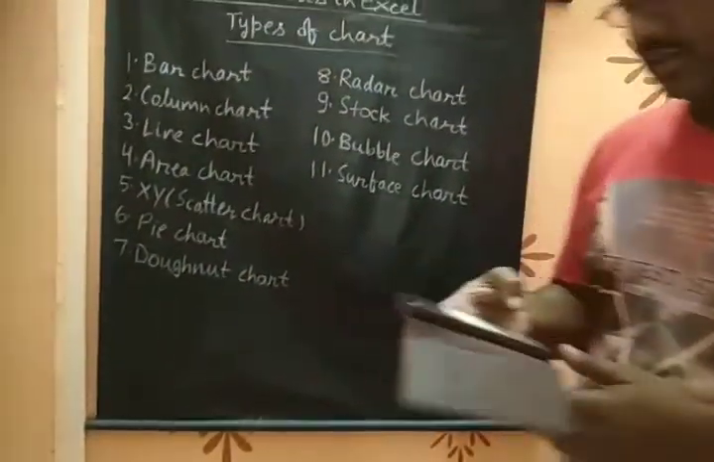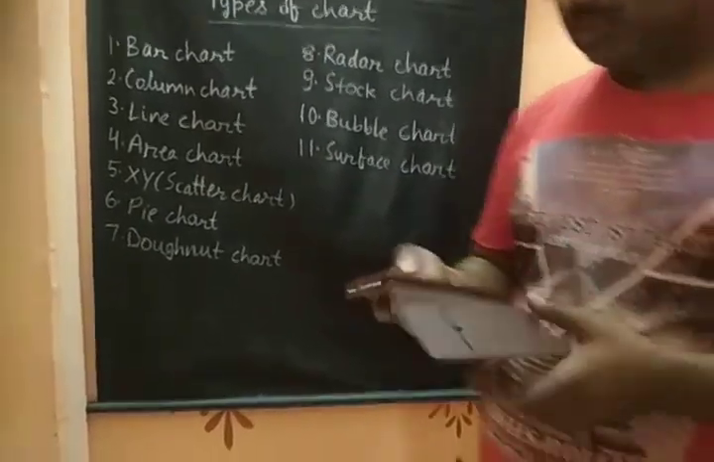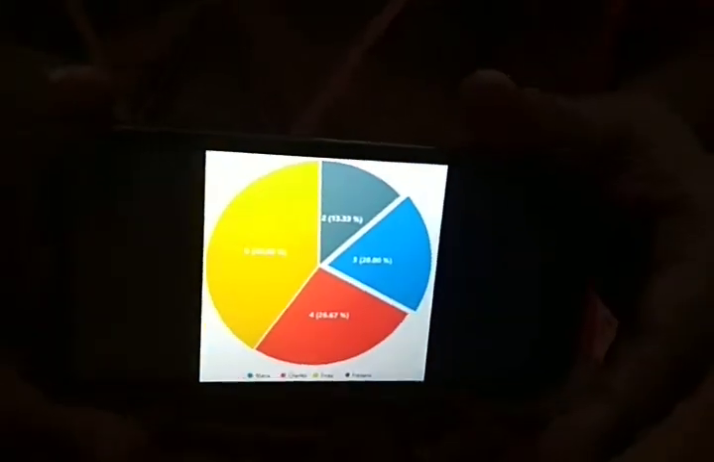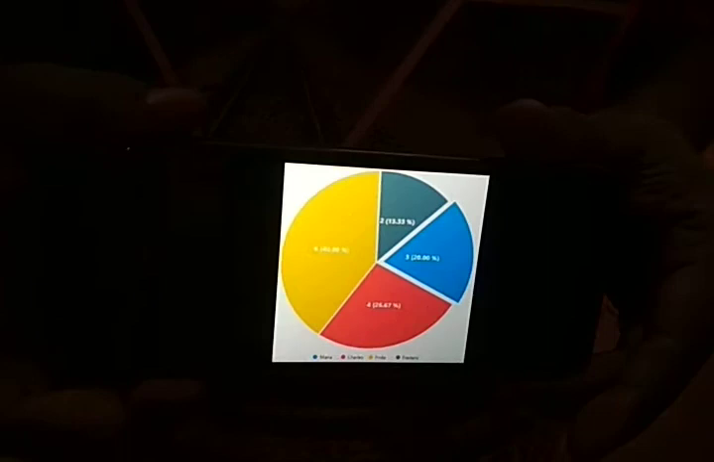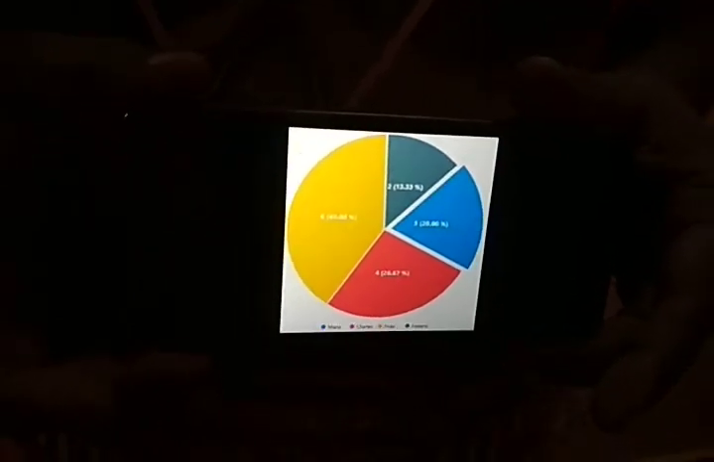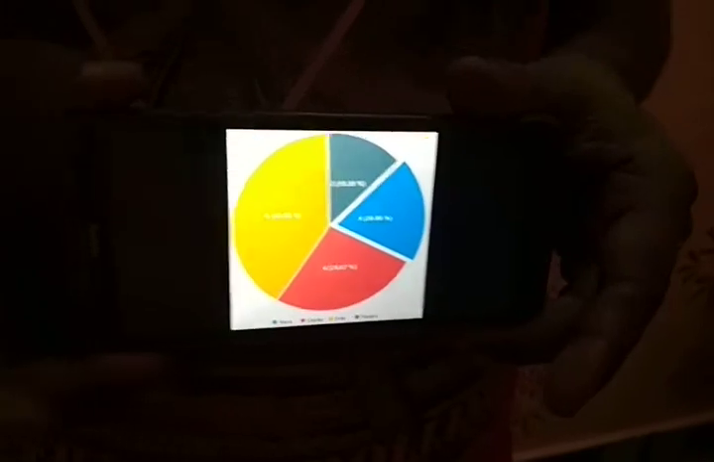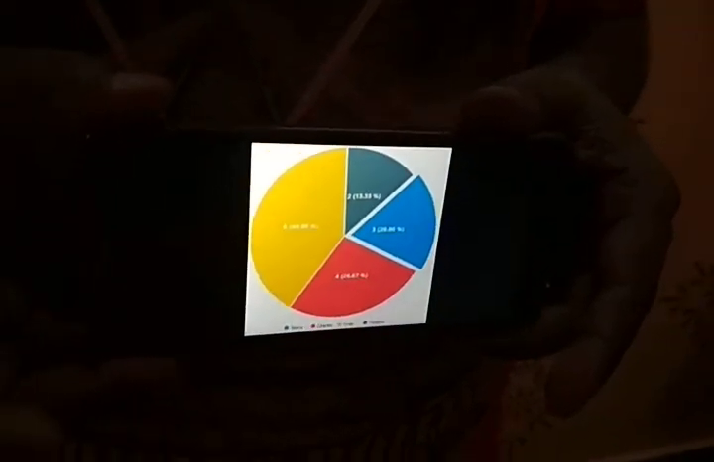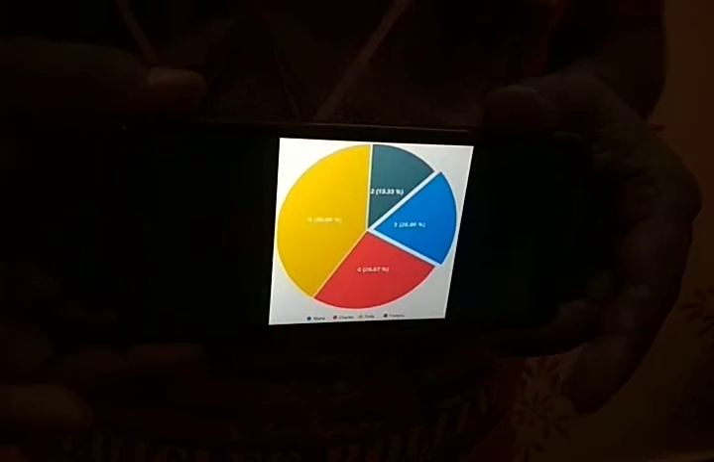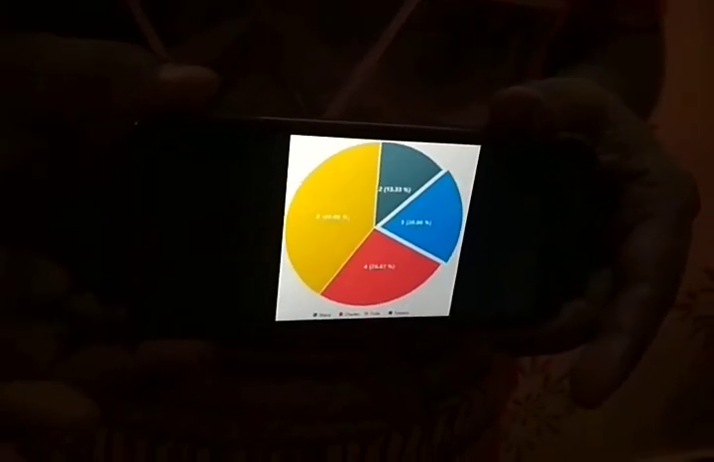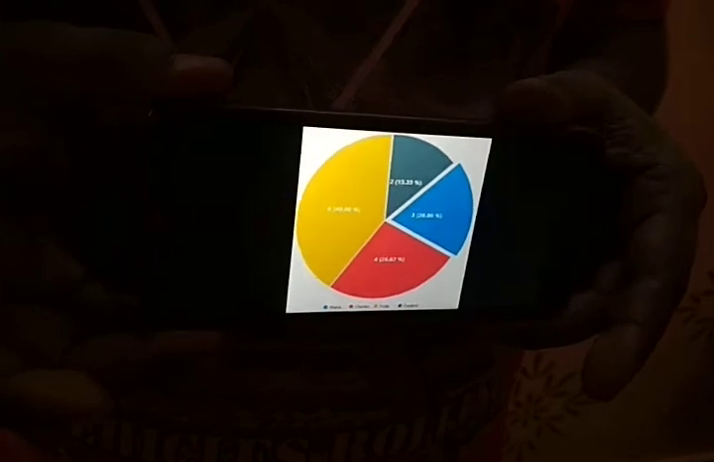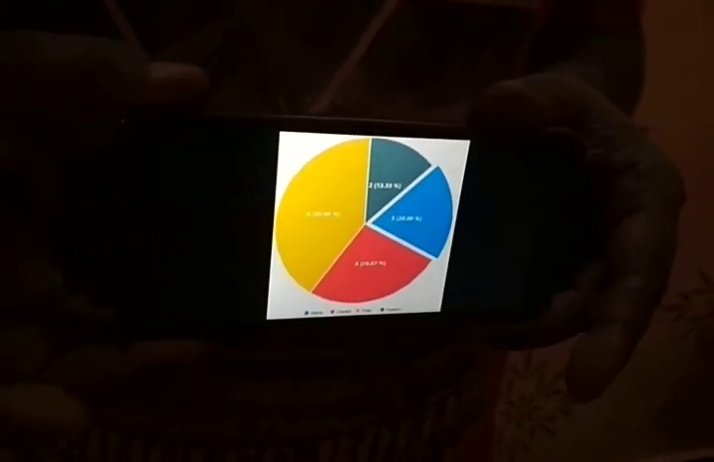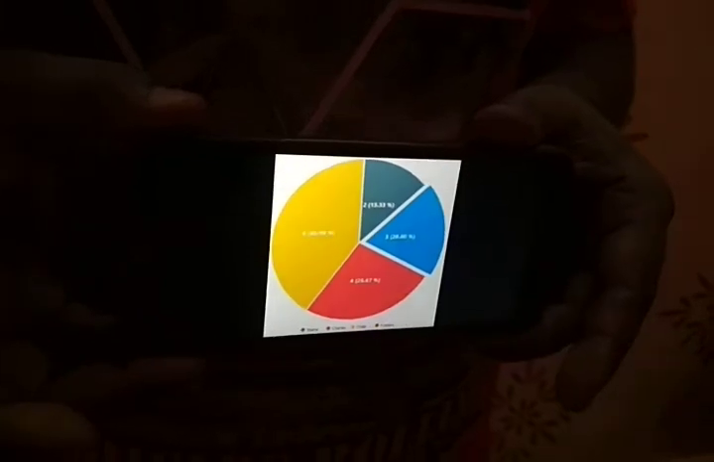Next is pie chart. So this is the diagram of pie chart. So pie chart is in the form of a circle, it represents data in the segments of a circle. So it denotes the relative size of data in the segments, but it is used for only one data series. It is used where we have smaller values. It is used for the smaller values of data. So this is the pie chart.